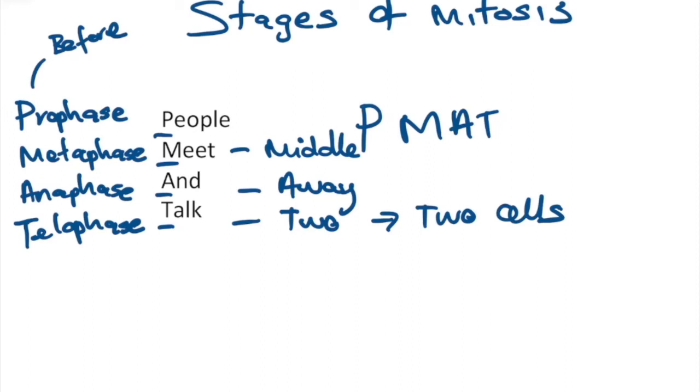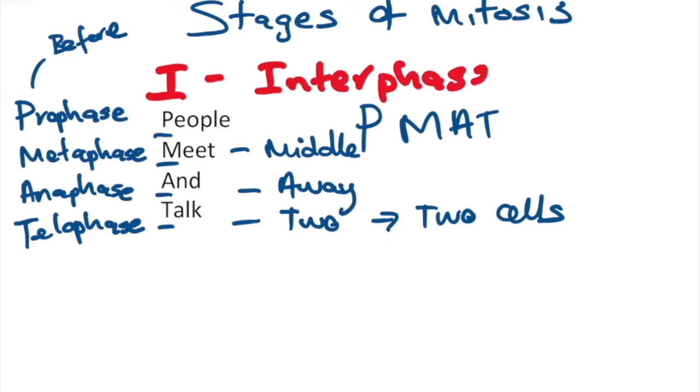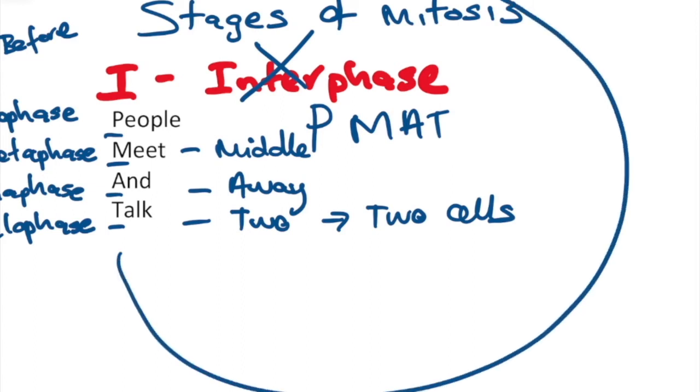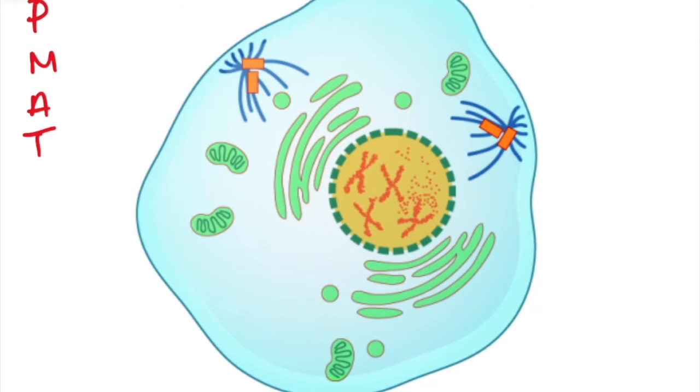And notice that what's not there is interphase, because interphase is not a part of mitosis. Interphase comes between in our cell cycle. We will do interphase, then we'll do mitosis, and then it's going to enter interphase again before it gets back round to divide. Stage 1 is prophase.